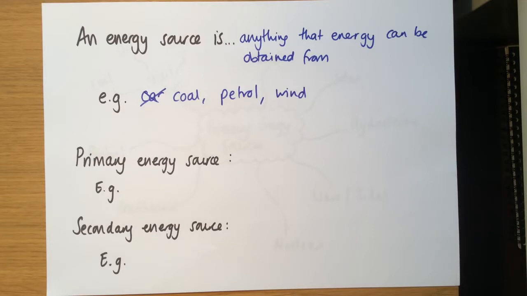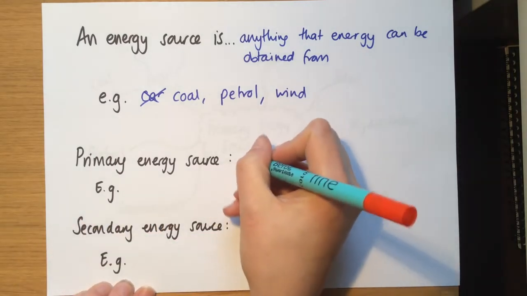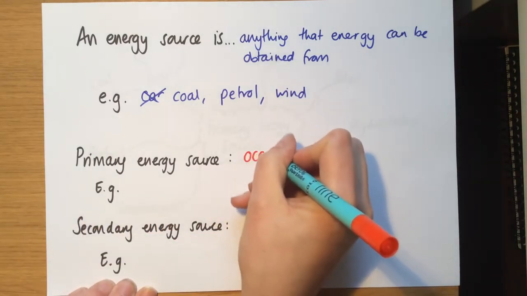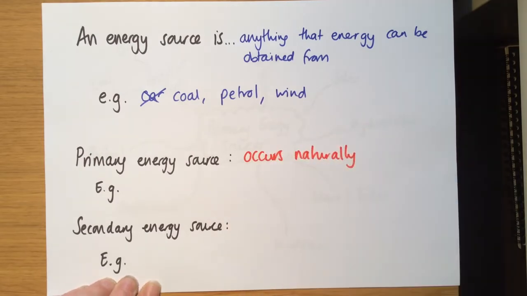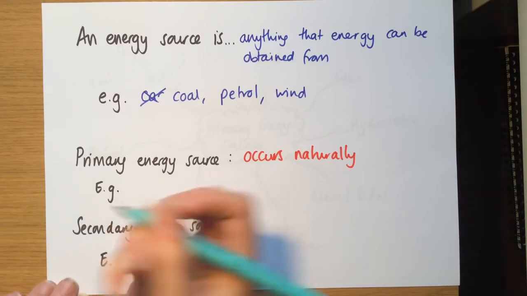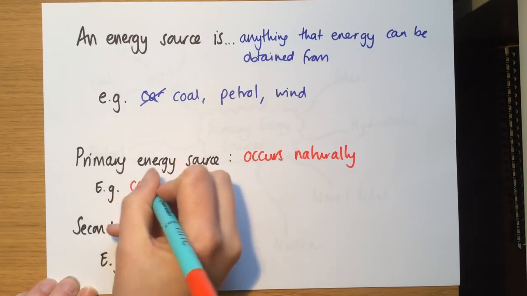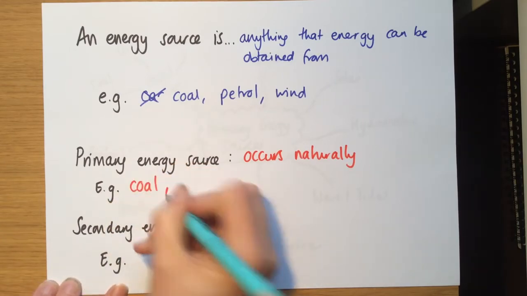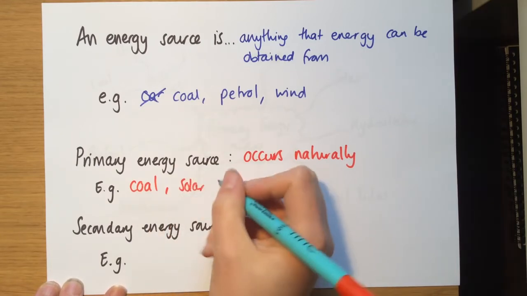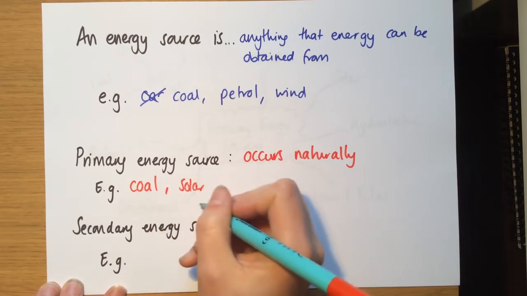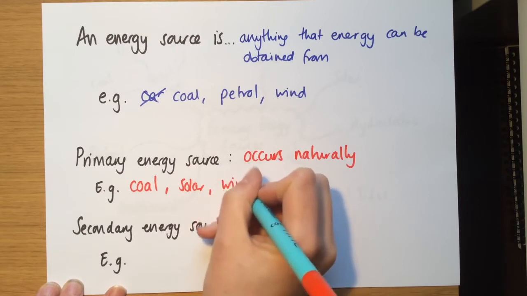And the first one is primary versus secondary energy sources. Now a primary energy source is an energy source that occurs naturally, so that we can find nice and easily, without having to change it, we can find it in the earth. Now an example is fossil fuels, so coal, oil or gas. Or we could think about solar power. That occurs naturally. We don't have to worry about changing it to something else. Wind power, anything like that.